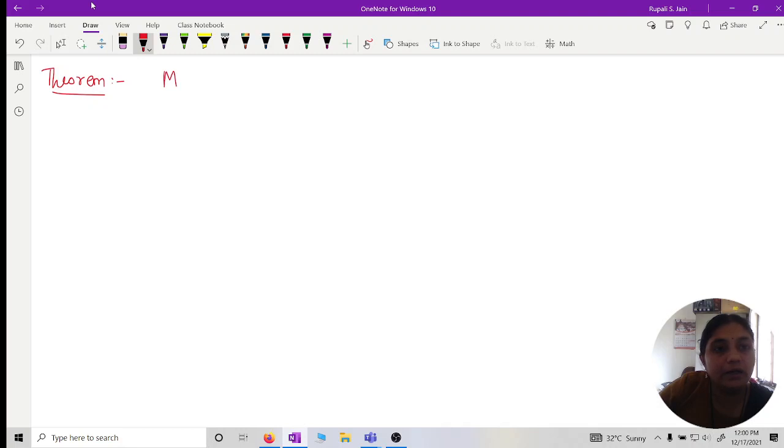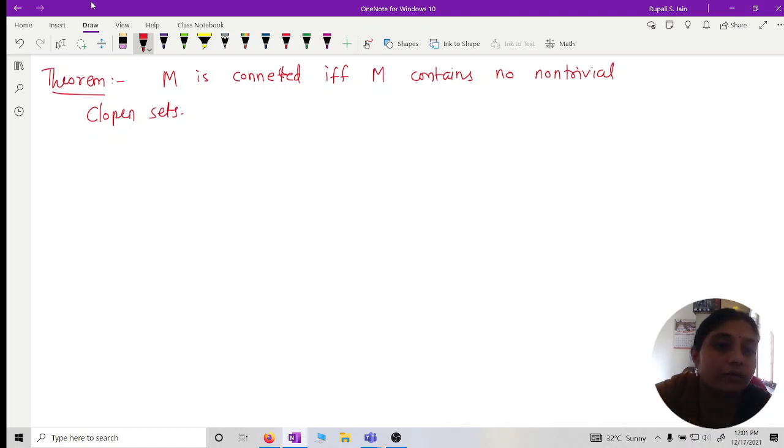M is connected if and only if M contains no non-trivial Clopen sets. No non-trivial Clopen sets. Which are the trivial Clopen sets?